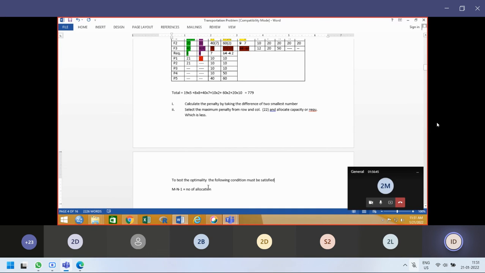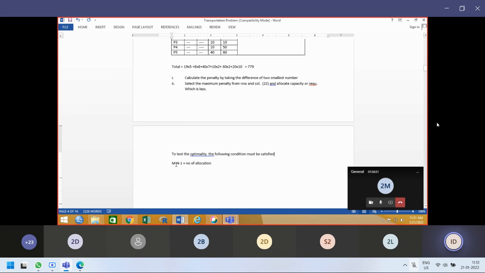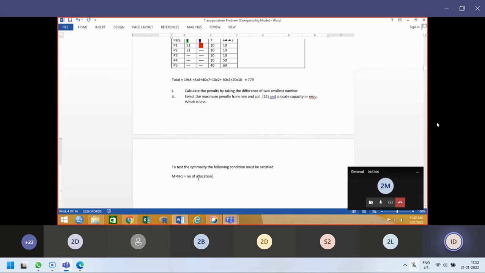Okay, to test the optimality, the following condition must be satisfied. What is the condition? m plus n minus 1 is equal to the number of allocations. Very important question in MCQ. So m means the number of rows, and n means the number of columns.